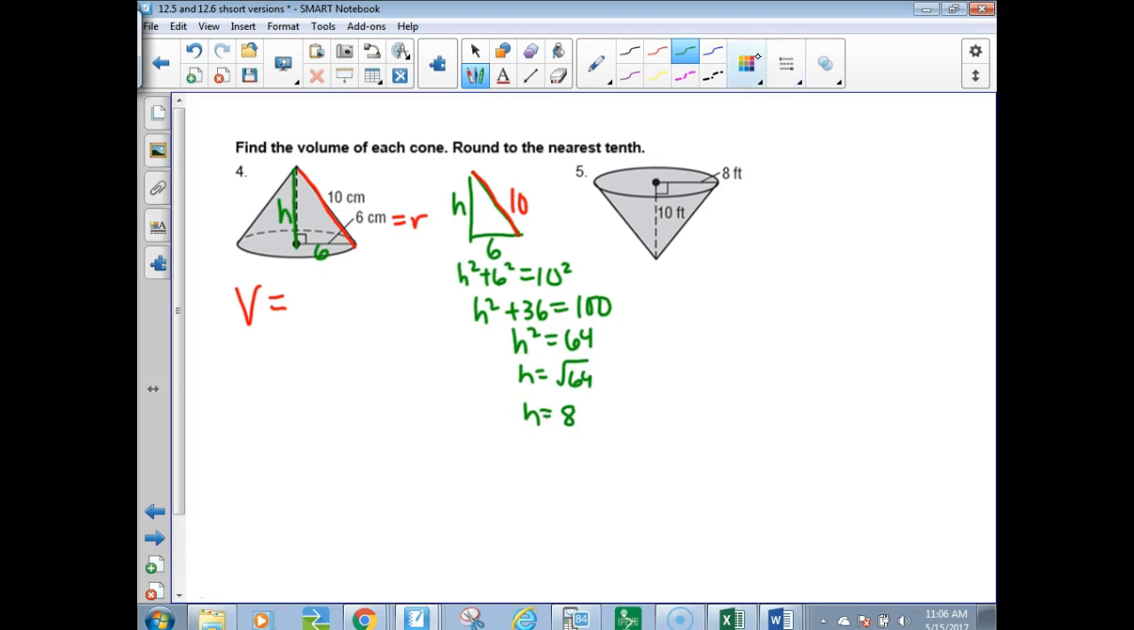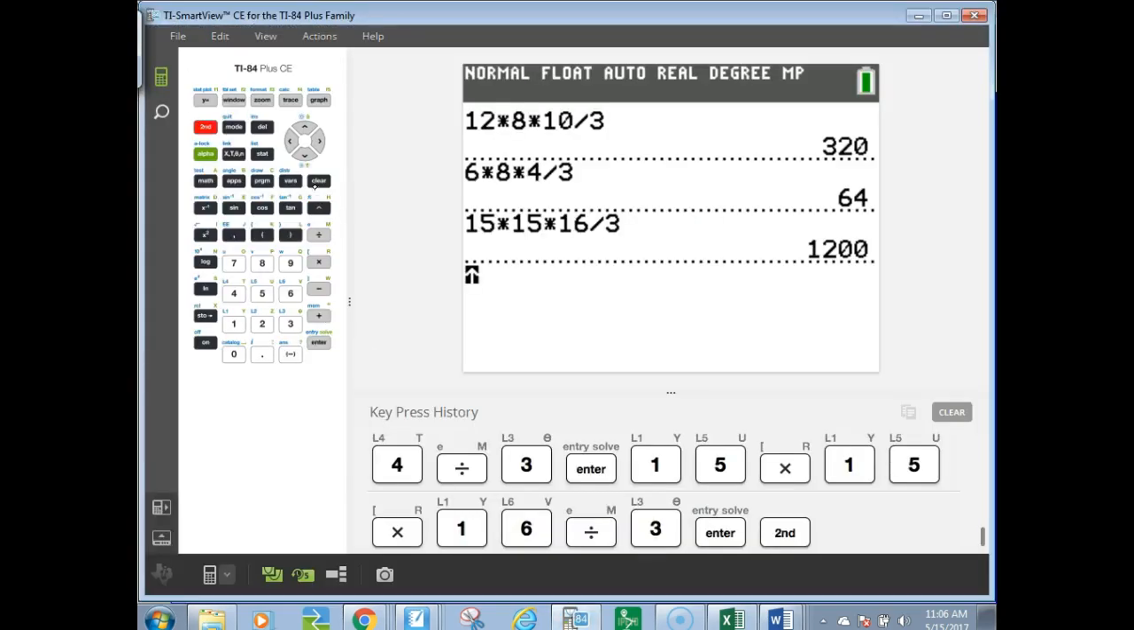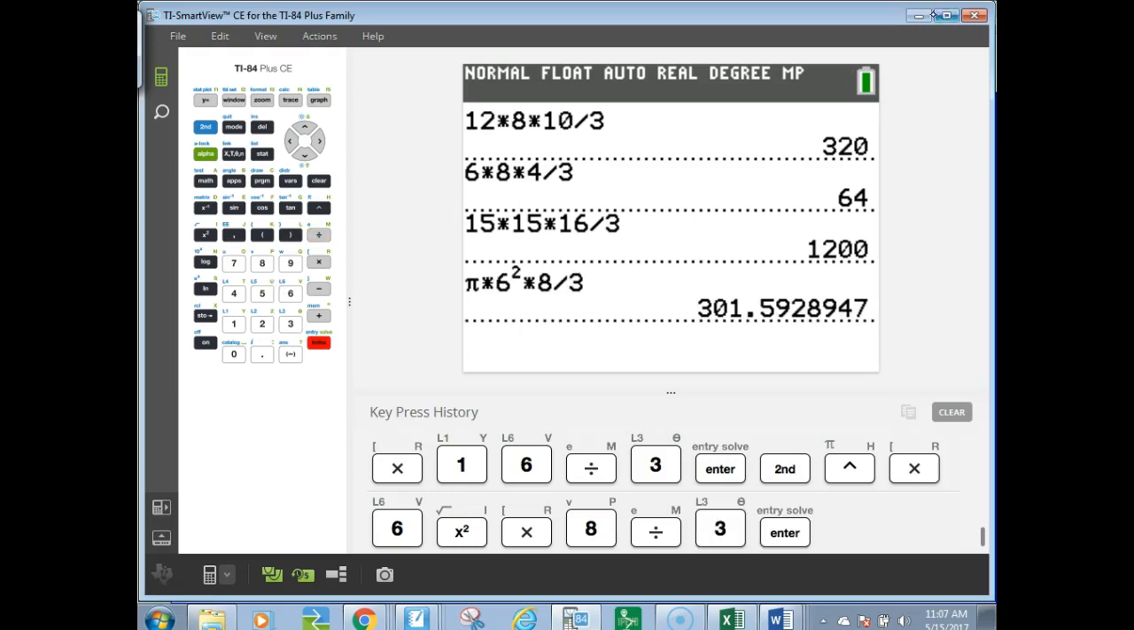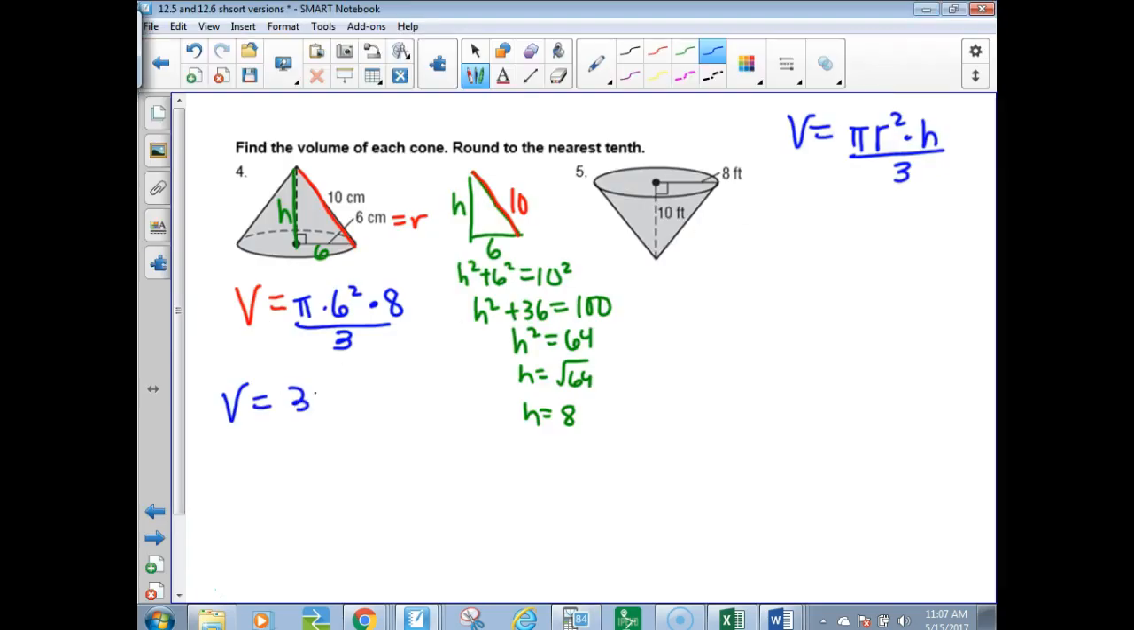Okay, so for the cone. Again, volume is pi r squared times the height divided by 3. So pi times 6 squared times our height we found to be 8 and then divide by 3. If we go to the 10th, cubic centimeters.